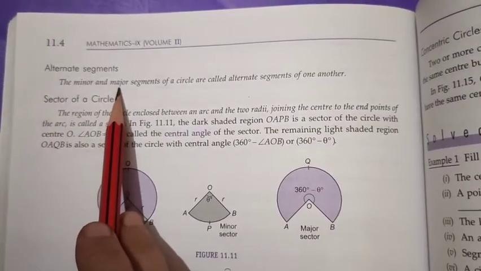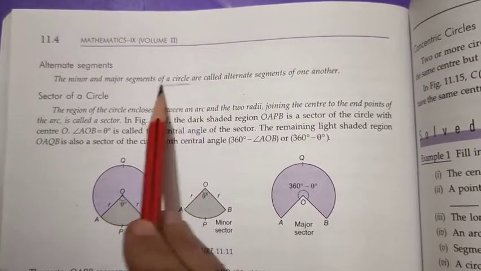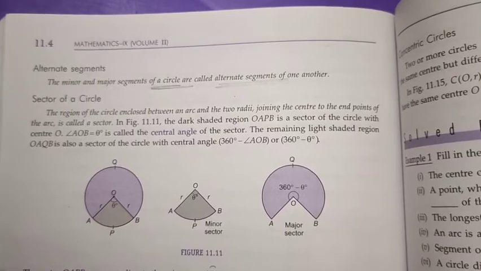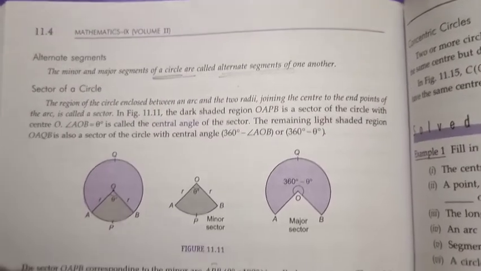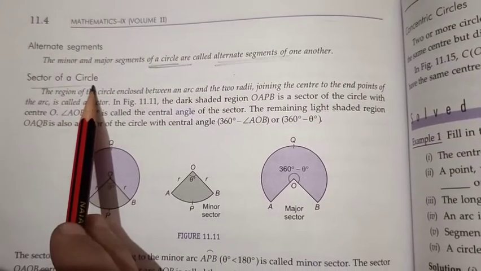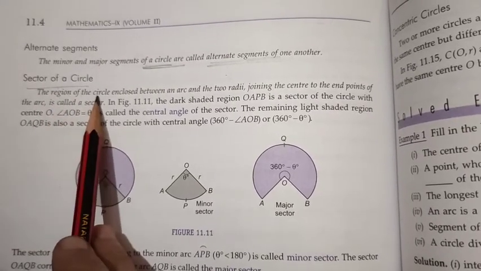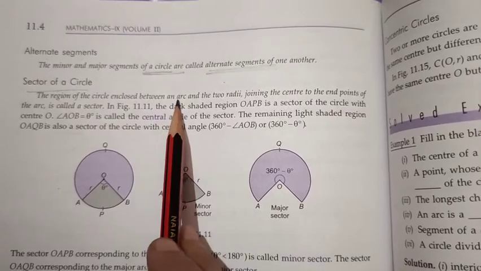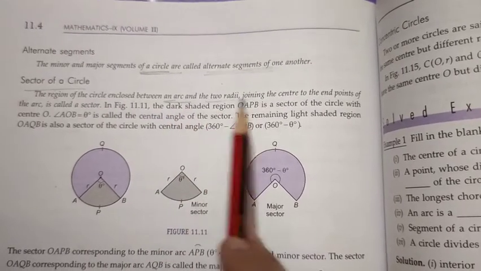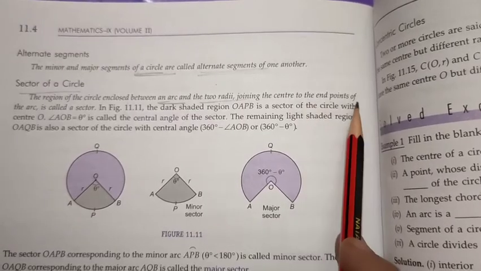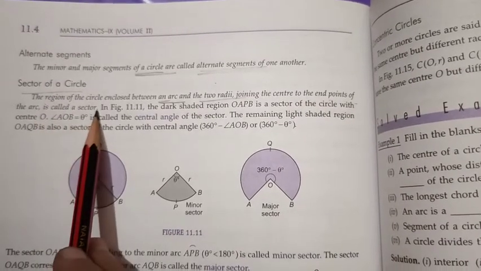Next topic is alternate segments. The minor and the major segments of a circle are called the alternate segments of one another. Now next is sector of a circle. Now this is the sector. The region of the circle enclosed between an arc and two radii, joining the center to the end points of the arc, is called a sector.